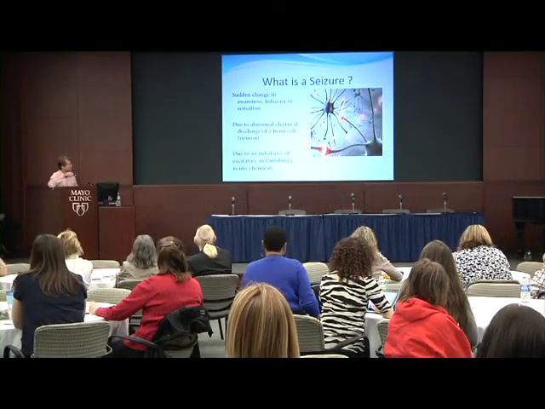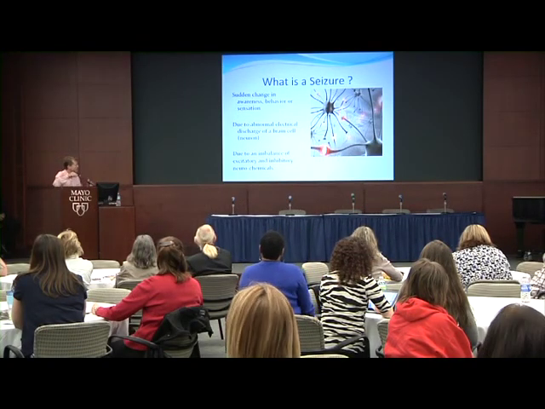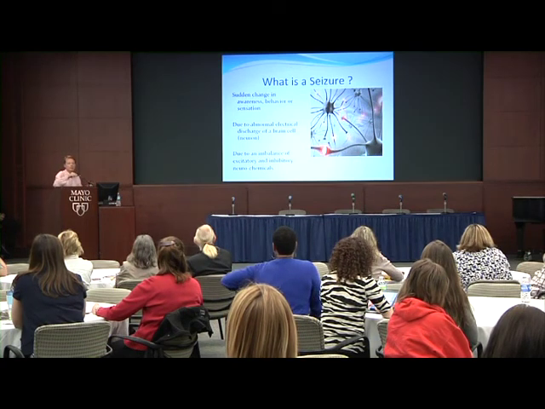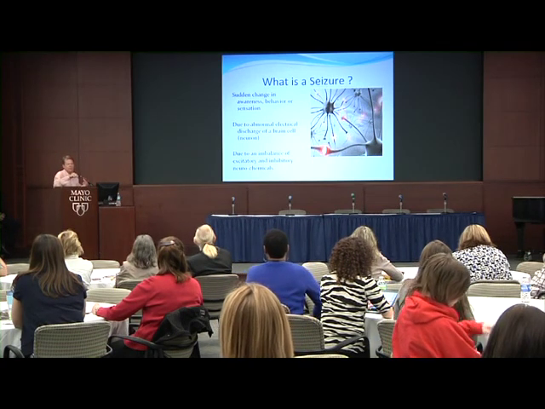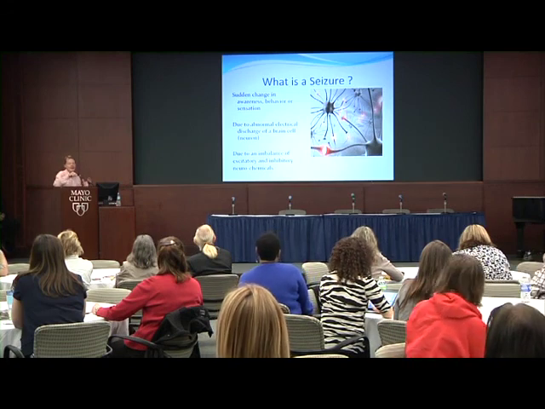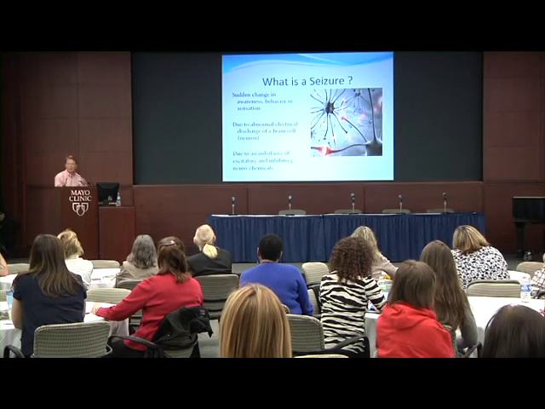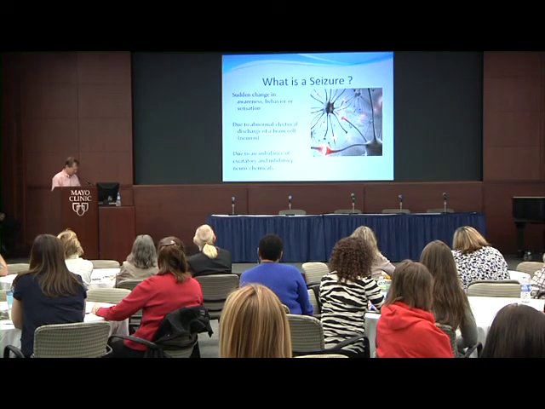And this is just a diagram of the neuron. There are chemicals that excite the neurons and chemicals that inhibit the neurons. And when you have a lack of inhibition or a lack of breaking of the neurochemicals, we have a seizure. So that's the basics of what a seizure is.